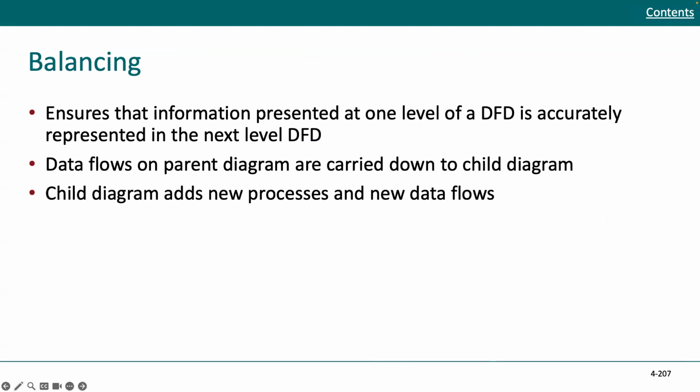In terms of balancing, you want to ensure that the information presented at one level of a data flow diagram is accurately represented in the next level data flow diagram. Data flows on parent diagrams are carried down to child diagrams, and child diagrams add new processes and new data flows.